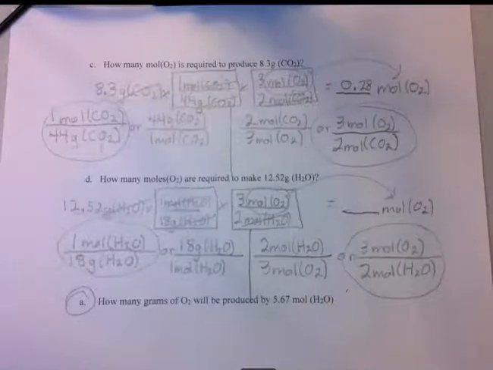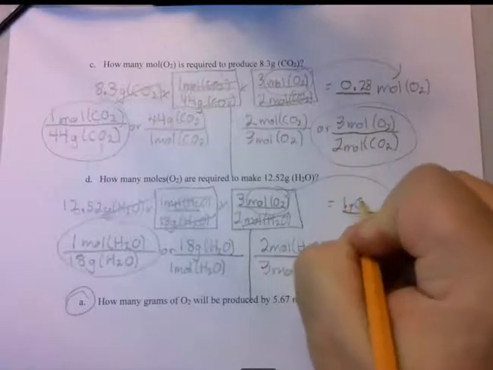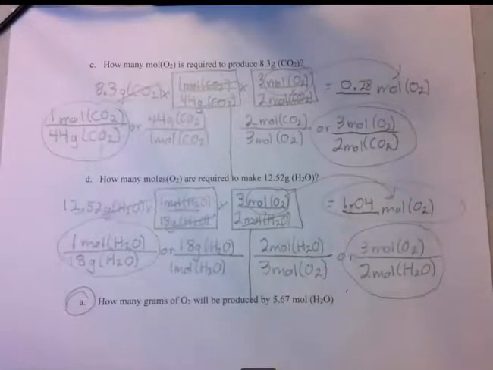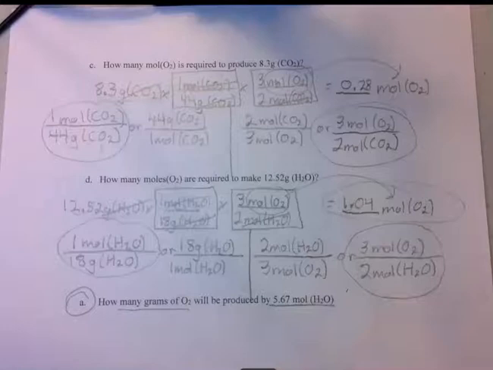And that's 1.04. Is your final answer. Okay, so I hope you're starting to get the hang of these. Again, I'm only asking you to do this one. It's asking how many grams of O2, so that's your question mark, and it's starting you off with 5.67 moles of H2O. Okay, do that one on your own. And I'll see you on the next video.